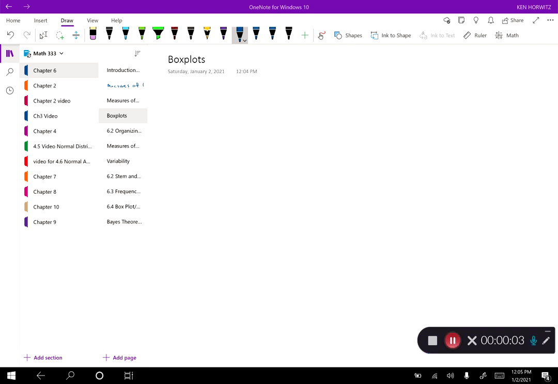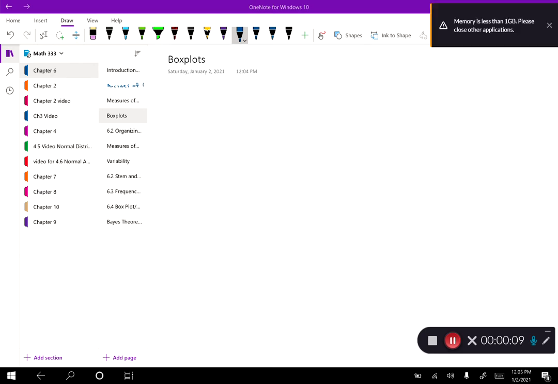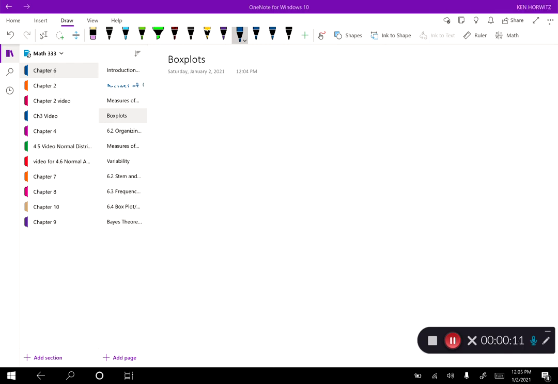Welcome back, everybody. We're going to continue the discussion about organizing data. And next, we're going to talk about box plots. Box plots, often called box and whisker plots, have quite a bit of detail to them that we're going to explore in this section.